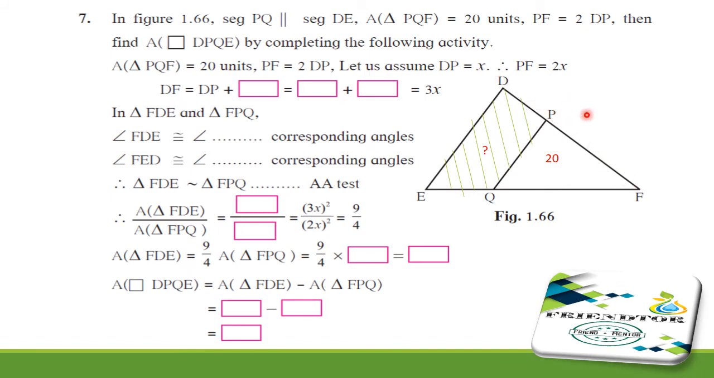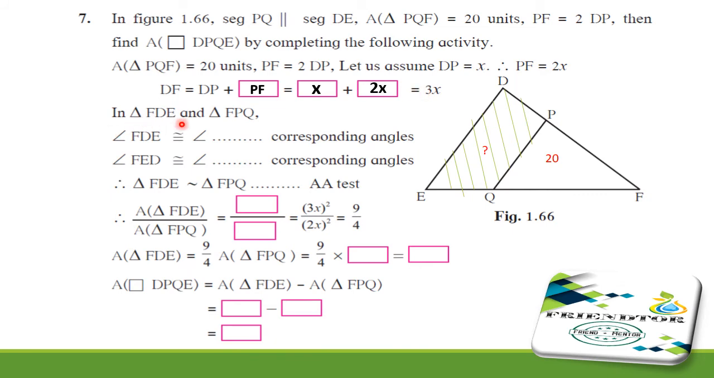DF will be X plus 2X, correct? DF will be DP plus PF. And what is DP? X. And what is PF? 2X. So X plus 2X is 3X. So DF is 3X.